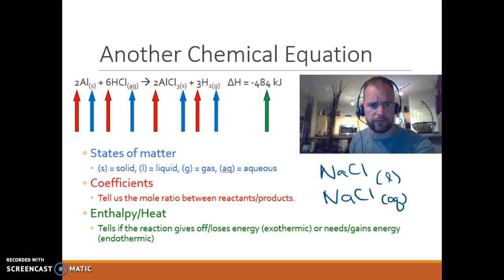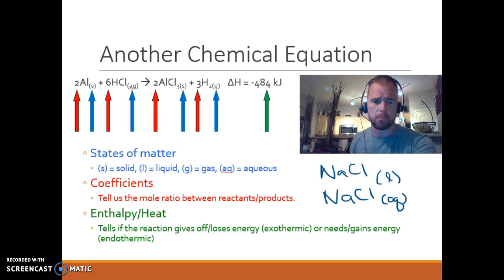We have the coefficients that are in front. Like I said, those are going to quantify the reaction for us. More specifically, what do the coefficients tell us? They tell us the mole ratio. So what that means is these numbers that are in front here can stand for moles. So 2 moles of aluminum will react perfectly with 6 moles of hydrochloric acid. As a result, that will produce 2 moles of aluminum chloride and 3 moles of hydrogen gas. So the balanced equation that comes from those coefficients, they tell us what the mole ratio is. And that's going to be important when we start doing stoichiometry, which is in a later video.